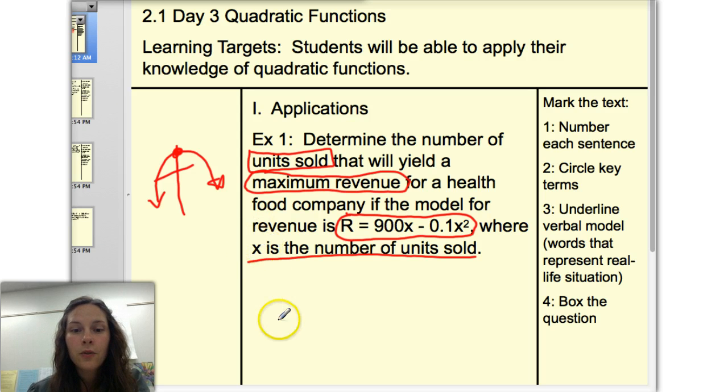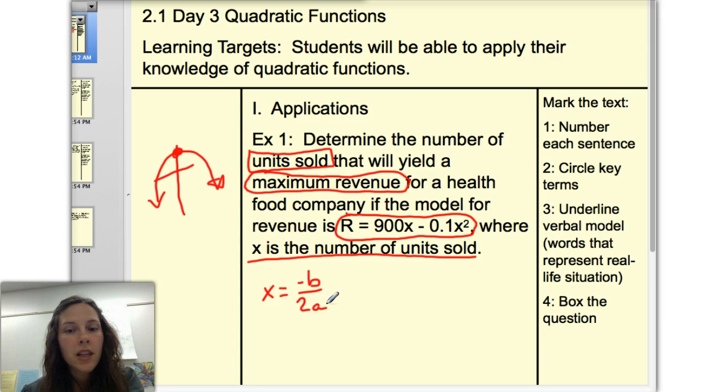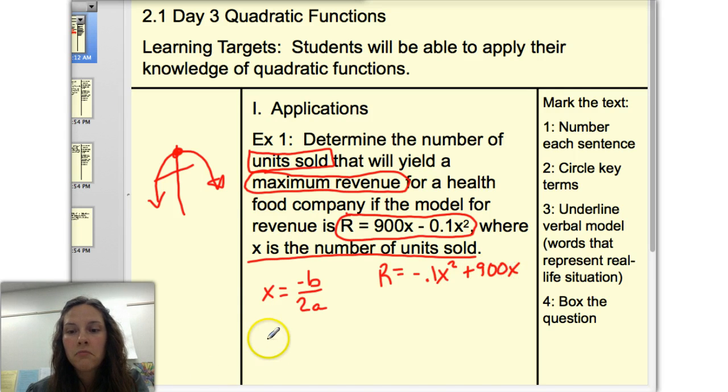This is in standard form, so to find the coordinates of the vertex in standard form, we use the equation x equals negative b over 2a. Now what some of you might like to do is to rearrange this equation so that it's actually in standard form. So you might want to rewrite it as revenue equals negative 0.1x squared plus 900x. So we have an a value and we have a b value. Our c value is 0.